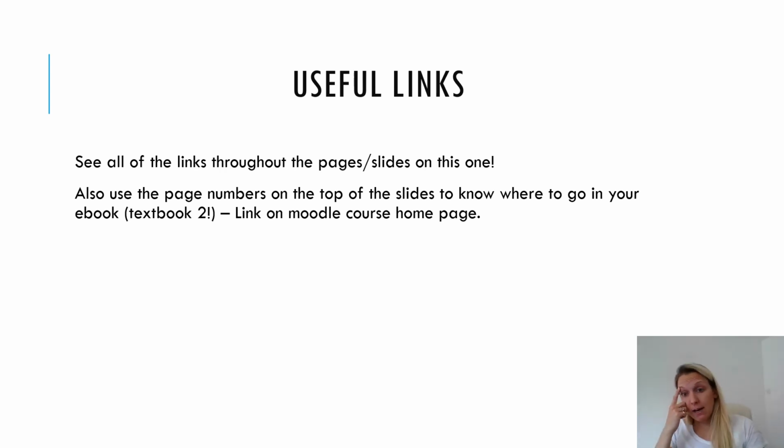Useful links. All right, guys. So obviously with this PowerPoint itself, I've given you all the links throughout the PowerPoint. Sometimes I'll give you a whole list at the end of the PowerPoint, but it depends on which lecture we're doing. But use the page numbers on top of the slides to know where to go on your ebook. Now remember, this is textbook 2, okay? Don't forget, this is textbook 2.